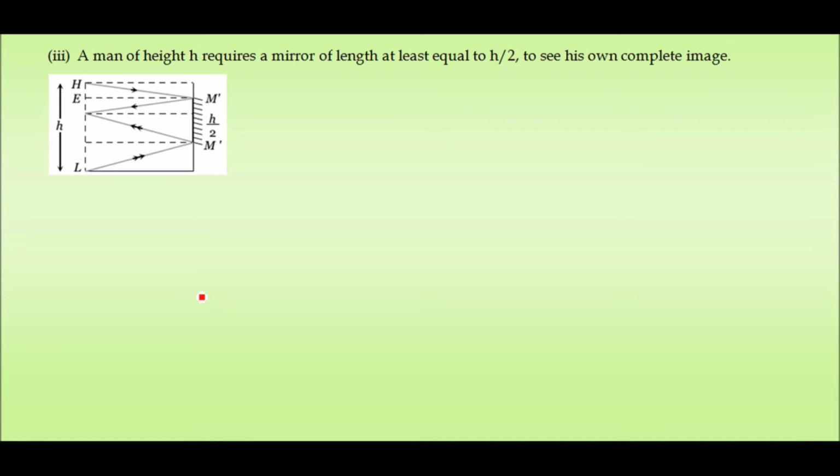The next concept is, a man of height h requires a mirror of length at least equal to h by 2 to see his complete image. Now consider a man is there. Suppose this is the man, and he has to see his own image. So you have to calculate the height of the plane mirror required.